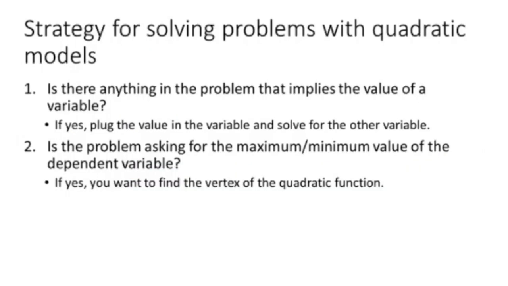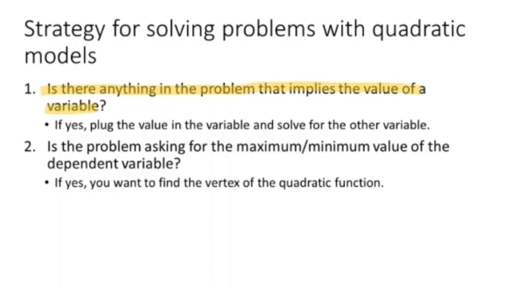We've already seen quite a few different problems that use quadratic models. Let's summarize what we've done in those past problems to create a strategy to help us with solving problems moving forward. After we've read the problem, the first thing we want to look for is any information in the problem that implies the value of one of the variables. If yes, then we plug the value in for the variable and we solve for the other variable.